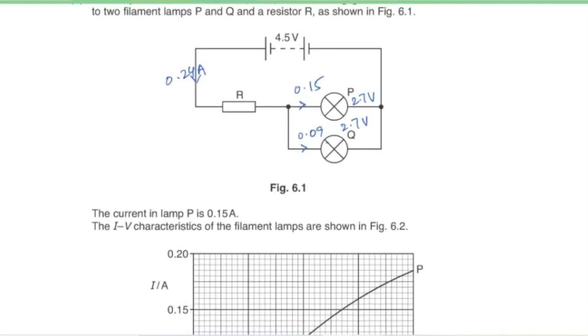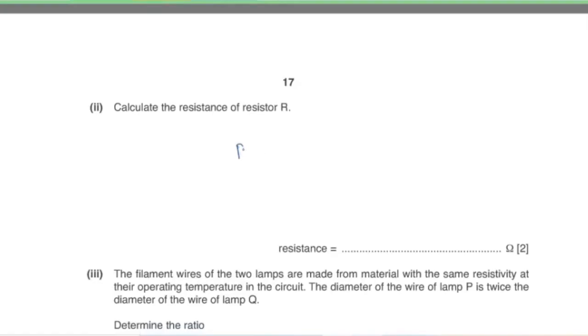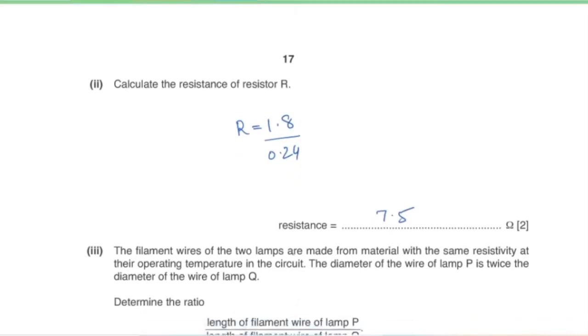This also means that V across R would be 4.5 minus 2.7, since this parallel connection of P and Q is in series with the resistor R. So 4.5 minus 2.7, which is 1.8 volts. So this is the voltage across resistor R, and the current across it is 0.24 amperes. Now we can get the value of resistor R. So R is equal to 1.8 volts divided by 0.24 amperes of current, and hence the resistance of resistor R is 7.5 ohms.